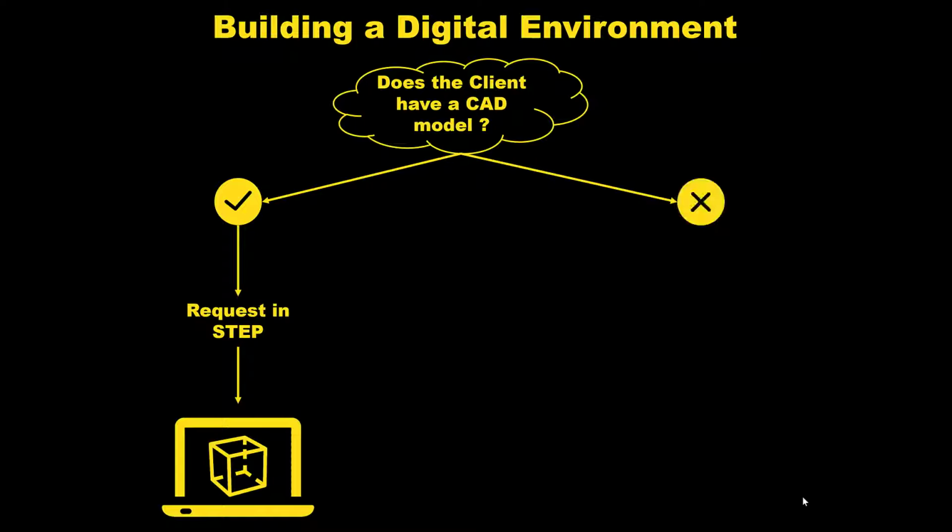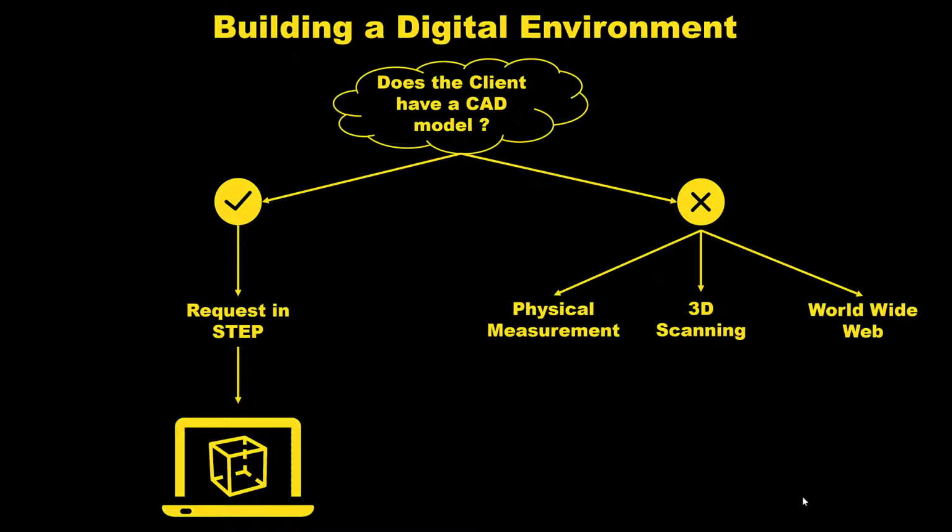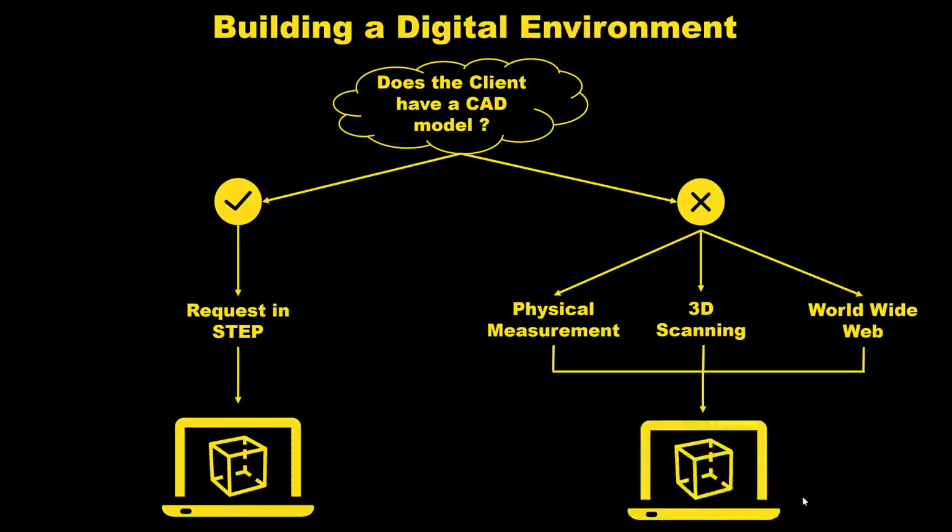Alternatively, if you don't have a CAD model, then there are a few different options we can use to create a digital environment for you. One of them is physically measuring it and making it ourselves. Another is 3D scanning. And the third is using the internet: browse for the standard components and then build up your digital environment from that. The end result is to have a CAD model which we can use. So let's have a look at what each of these different routes involve.